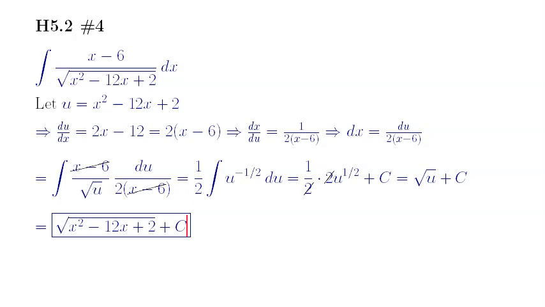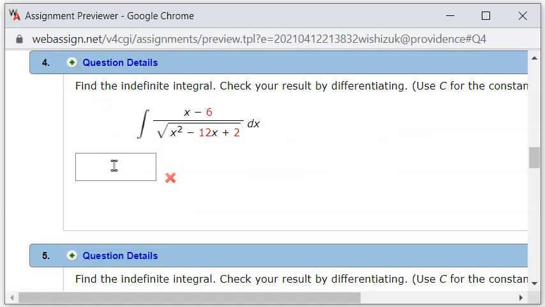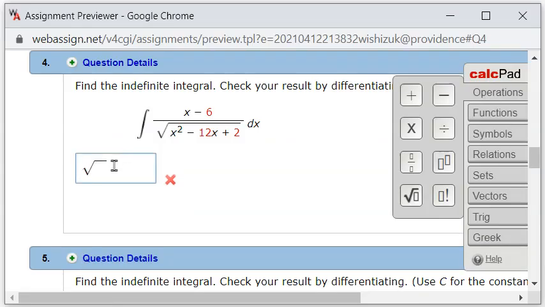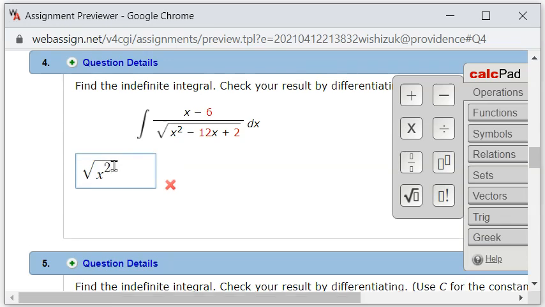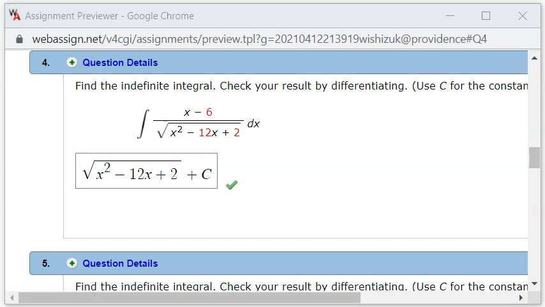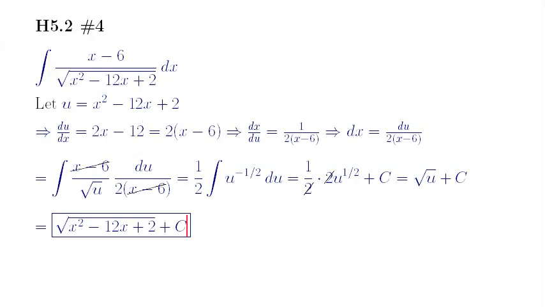All right, let's type it in. The answer we got was the square root of x squared minus 12x plus 2 plus some constant c. Let's check the answer. I came back and it looks like we got this one correct. That's it. I hope that this was clear.